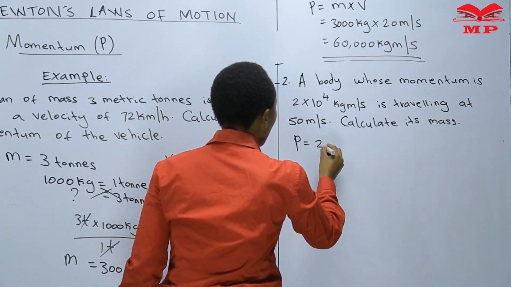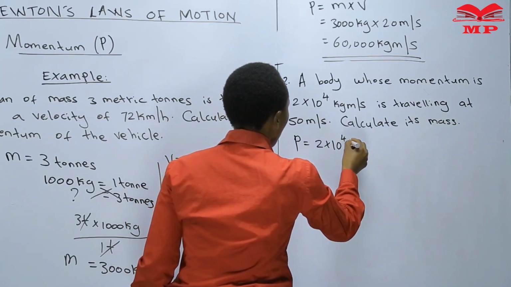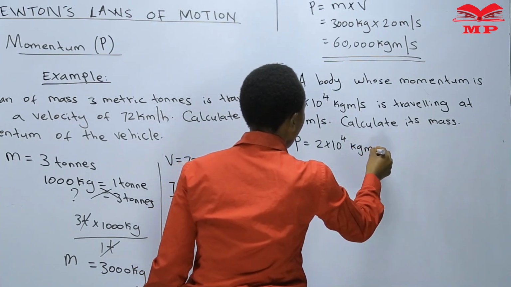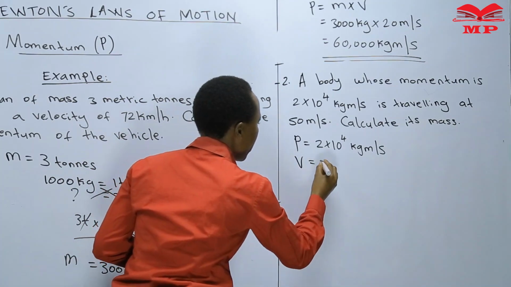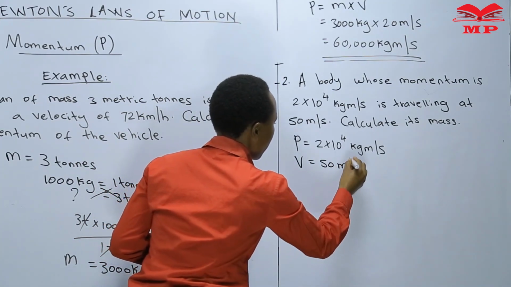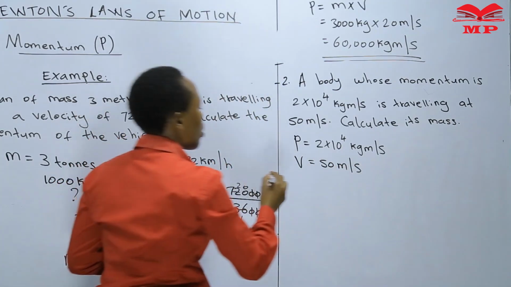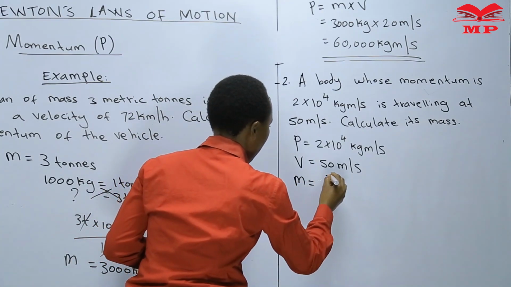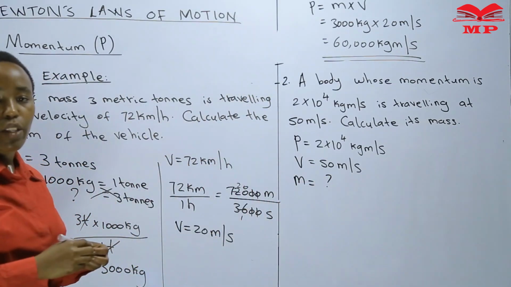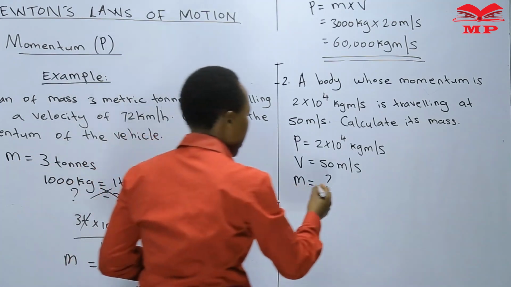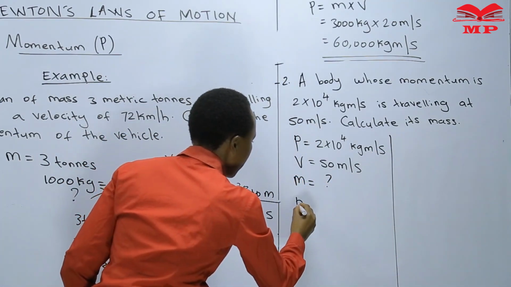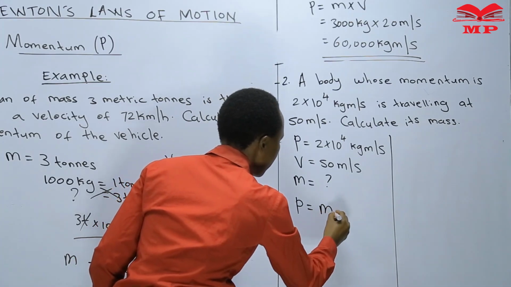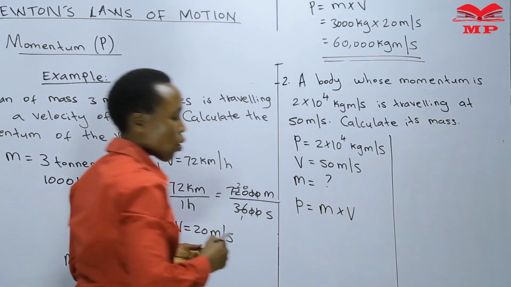So here we have been given the momentum. Our momentum is 2 times 10 power 4 kilogram meters per second. We've also been given the velocity, that is 50 meters per second. So we are told to calculate the mass of that body. In this case again, we know very well that momentum is given by mass multiplied by the velocity.